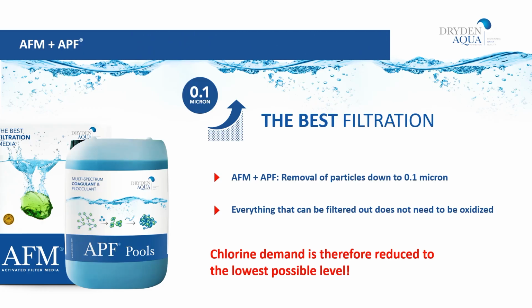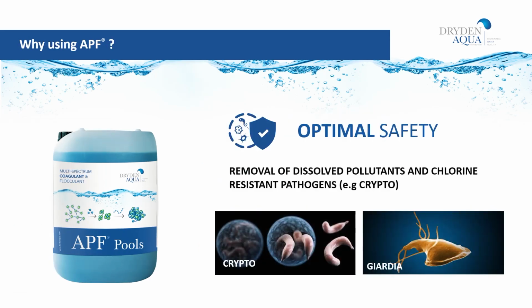So AFM, APF, removal of particles down to 1 micron. Everything that can be filtered out does not then need to be oxidized. And it's reinforcing and creating a better barrier against pathogens such as Cryptosporidia and even Giardia, which can be killed by chlorine eventually, but that does take some time. So it's better to filter these pathogens out rather than to try and destroy them with high levels of chemistry.